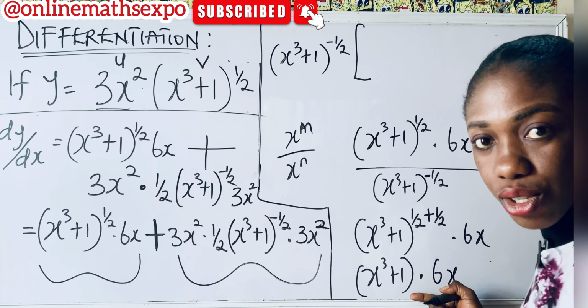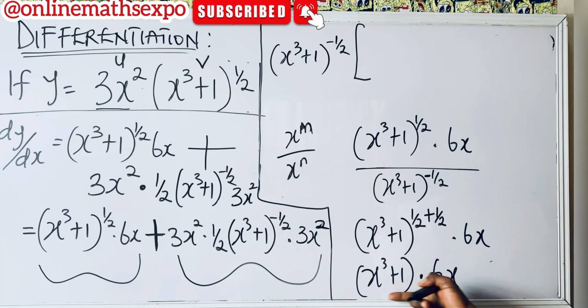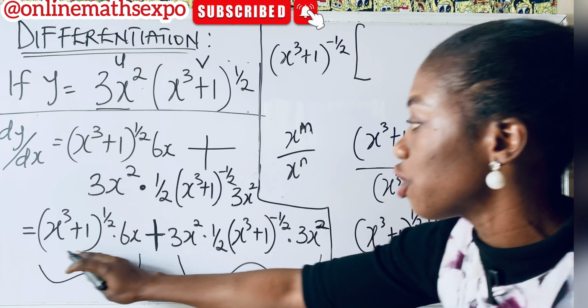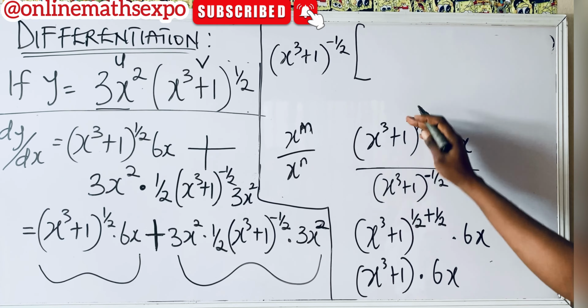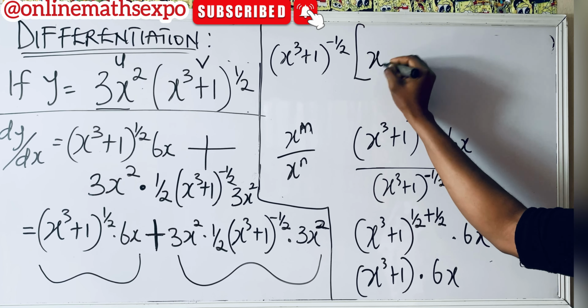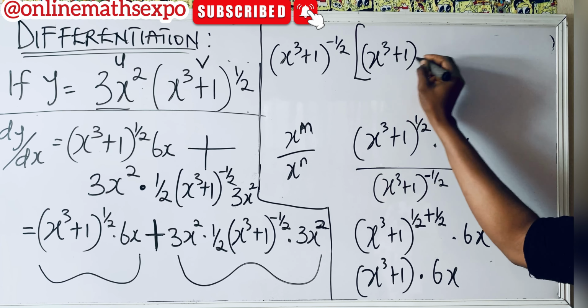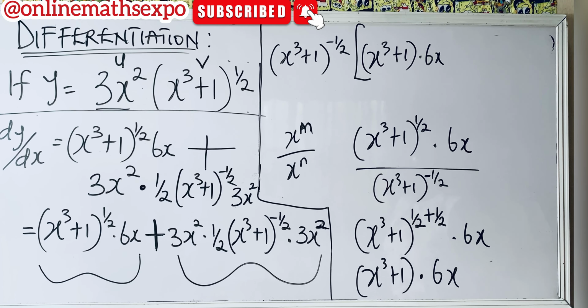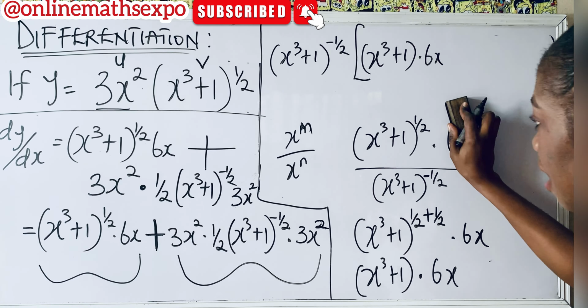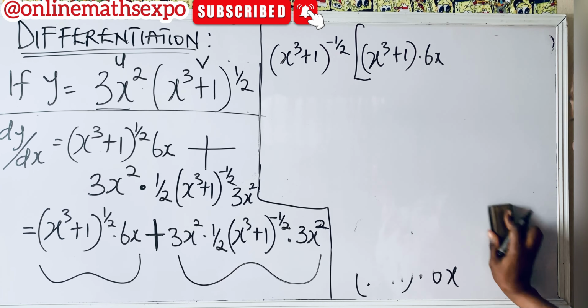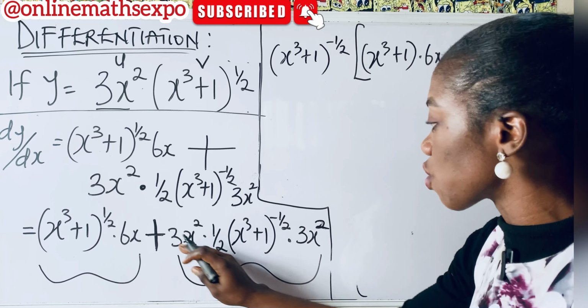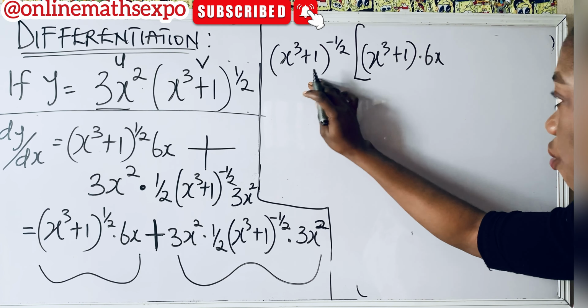So you see the essence of going for the lesser power. For factoring out and using it to divide this, which we have just done, we got x cubed plus 1 multiplying 6x. I hope that is clear. Now let's go for the second part. For the second part, this is what we have, and we are to divide it by this.